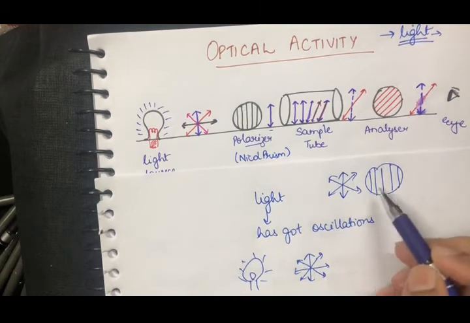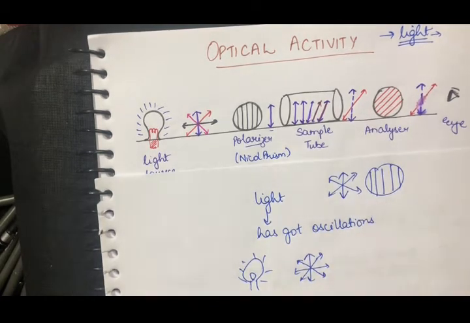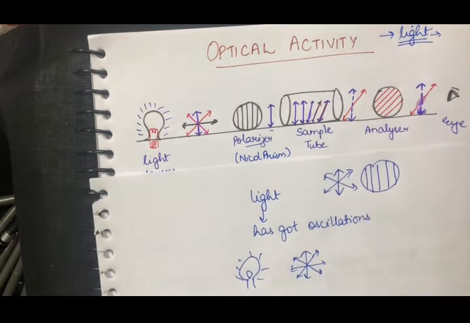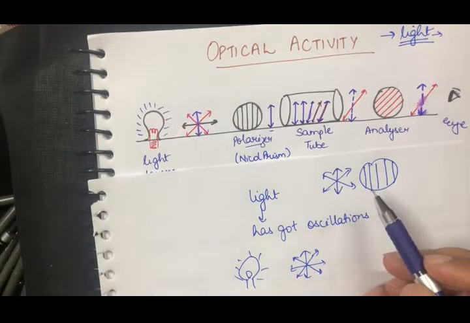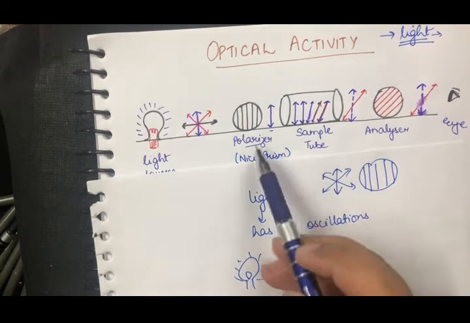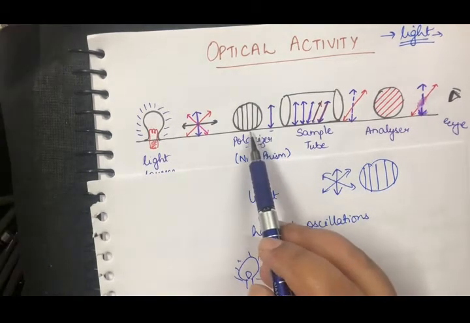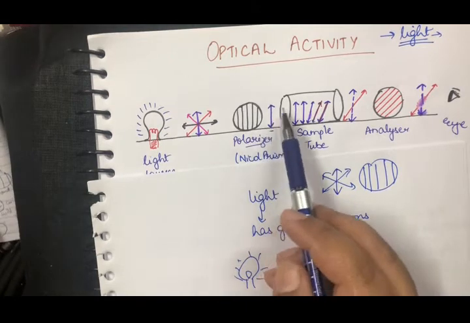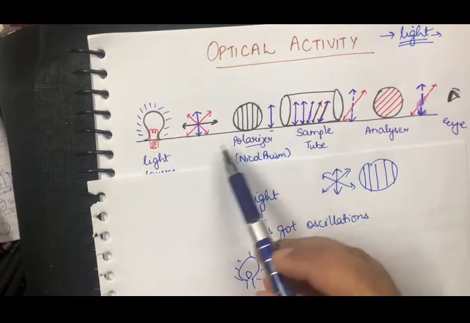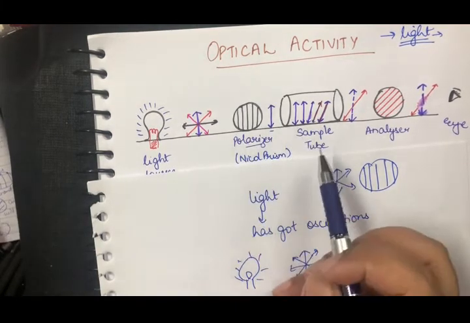Only the one which is in the same alignment as the bars of the polarizer will be able to pass through it, right? So now the light has gone through the polarizer, and since my bars were vertical, only the vertical component could pass through it, right? And the horizontal and the diagonals have all been cut off.